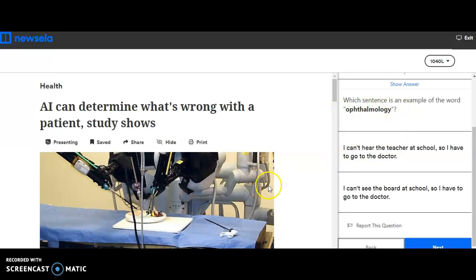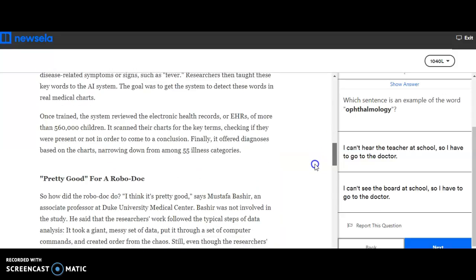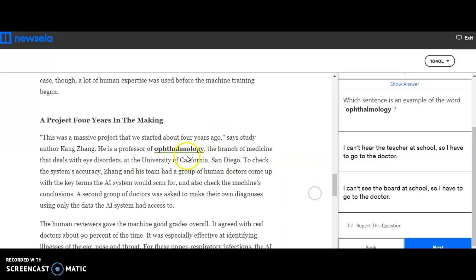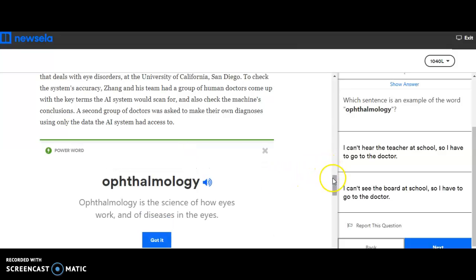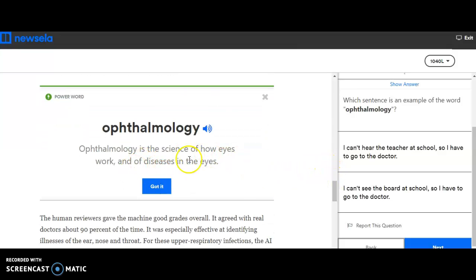Well, you have the definition in the passage, so you can compare that and know what it means: the science of the eyes and diseases of the eyes. Say, okay, I can't hear the teacher at school, so I have to go to the doctor, or I can't see the board at school, so I have to go to the doctor. Which one is an example of when you would need to see an ophthalmologist? Well, we know this is a disease of the eyes, and if we can't see, we need to look at this one, the second.